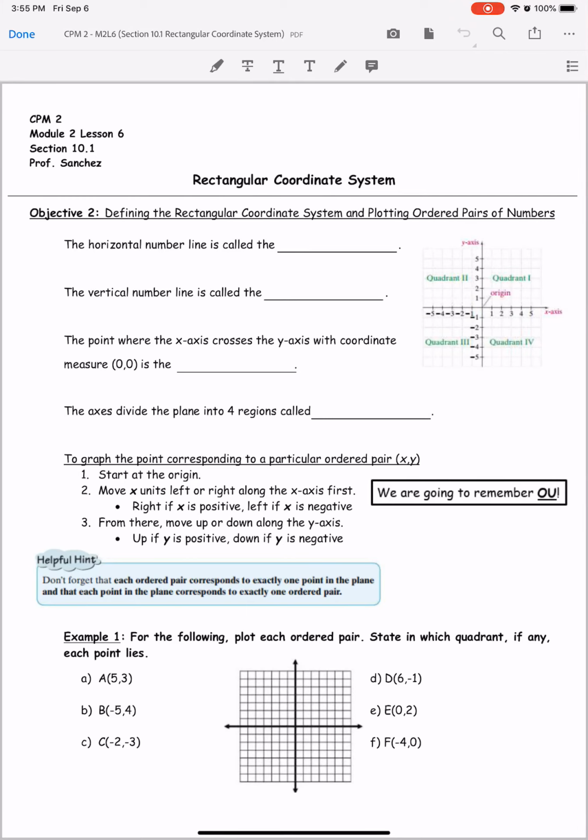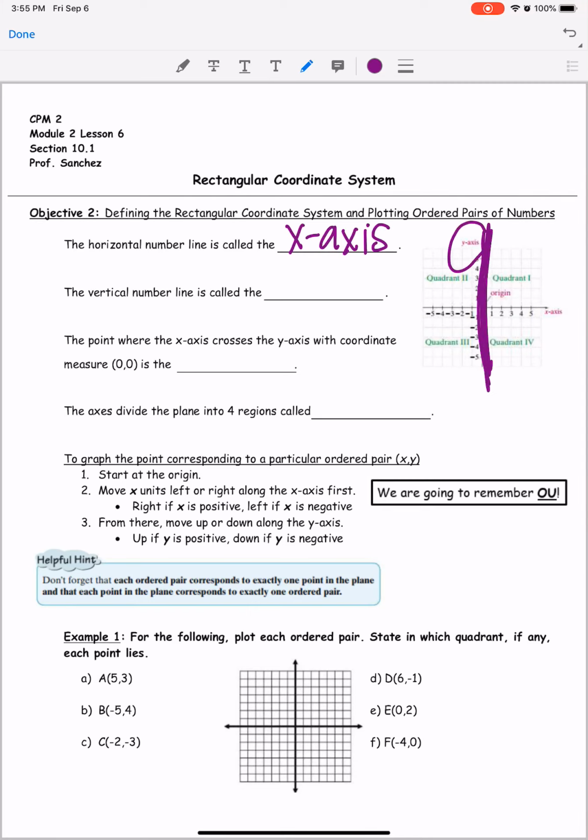So the first thing we're doing is defining this rectangular coordinate system and plotting ordered pairs. So the horizontal number line, which is this right here, think horizon. The horizontal number line is called the x-axis, while the vertical number line is called the y-axis.